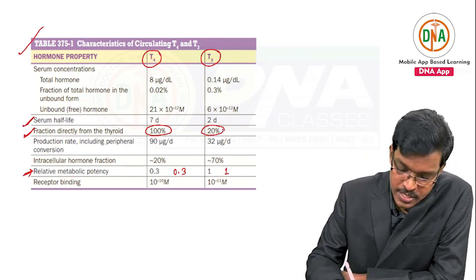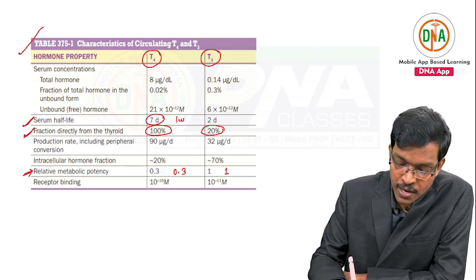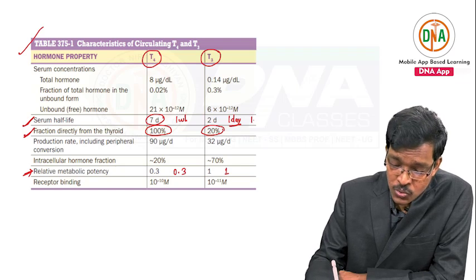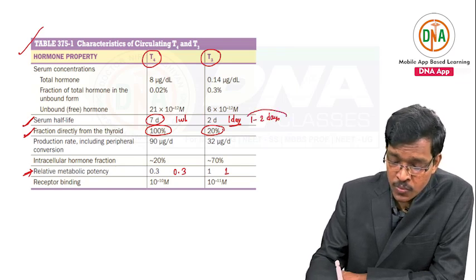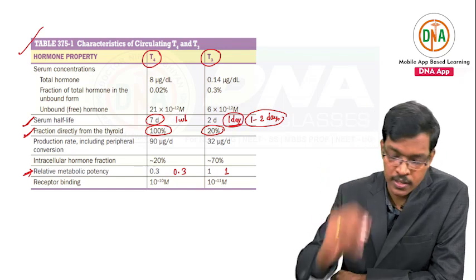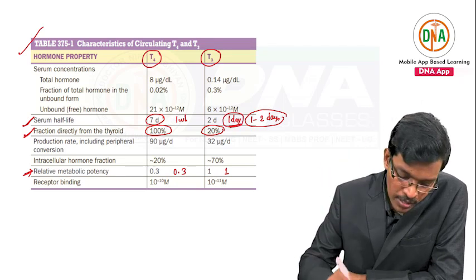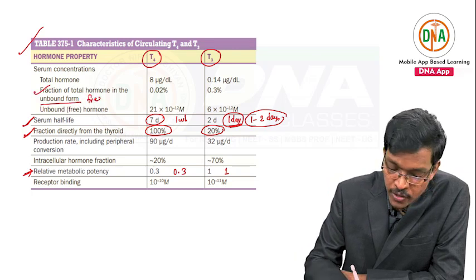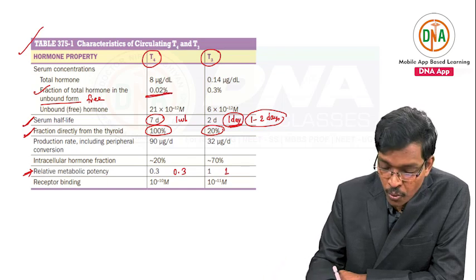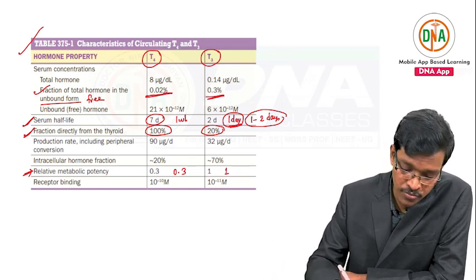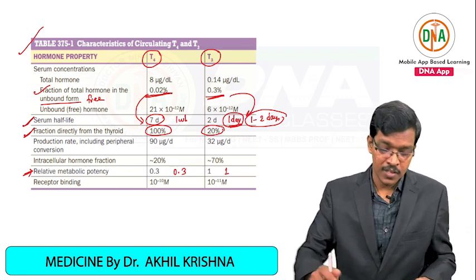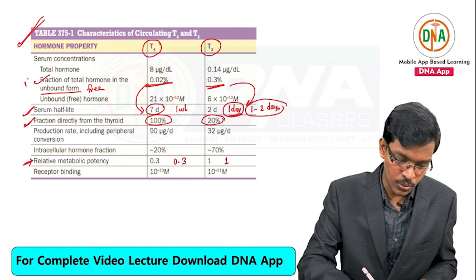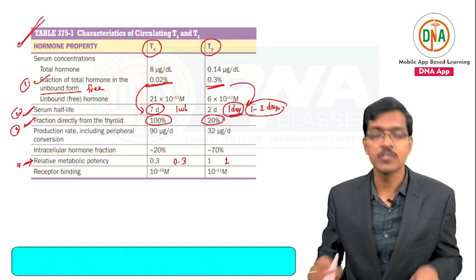Regarding the half-life, it is 7 days or 1 week for T4, and for T3 in most endocrine books you will see it is 1 day. You can also say 1 to 2 days, but it is less than 1 day. Now, the fraction of the hormones in the unbound or free form is 0.02% for T4 and 0.3% for T3. This is the reason for the half-life also. The rest of the things are not that important for you. These 4 points are important.